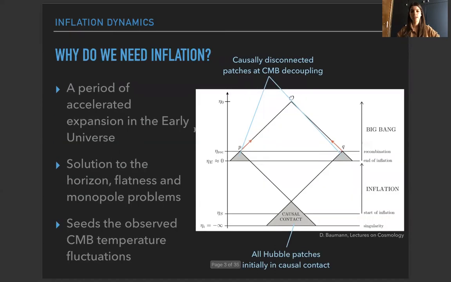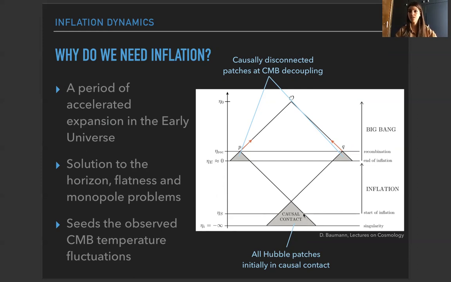So why do we need inflation? As I assume most of you know, inflation is a period of accelerated expansion in the very early universe. It solves a variety of cosmological problems. The most relevant for this talk, I assume, is the fact that it is believed that the temperature fluctuations that we observe in the CMB today are actually seeded by quantum fluctuation of the inflaton field, which drives inflation. In this talk, we're going to deal with a different mechanism for generating these temperature fluctuations, but more on that later.